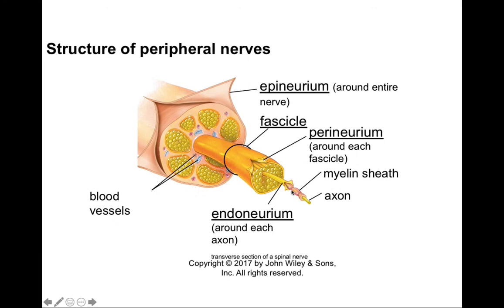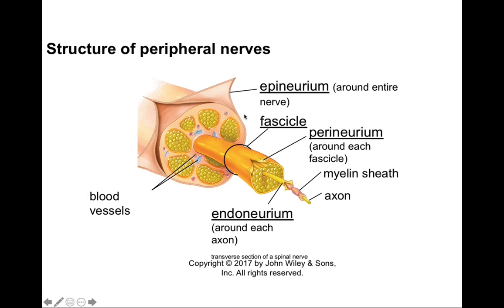Now from here, we're going to take a bunch of these endoneurium-wrapped myelinated axons, and we're going to wrap them in another layer of connective tissue known as the perineurium. And this is what depicts a fascicle. So I'm sure that you can see where we're going with this by now. After we take a bunch of fascicles and bundle them up together, we're going to be left with our last connective tissue layer known as the epineurium.